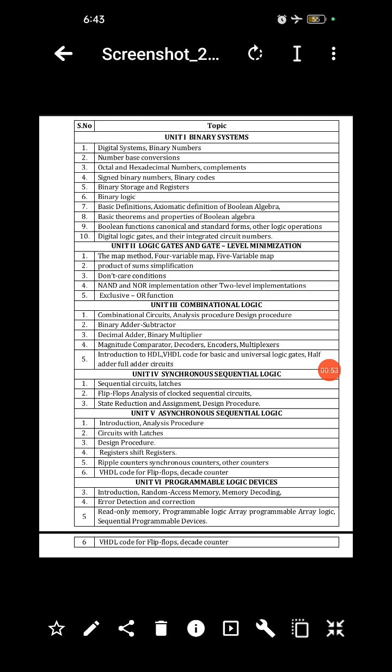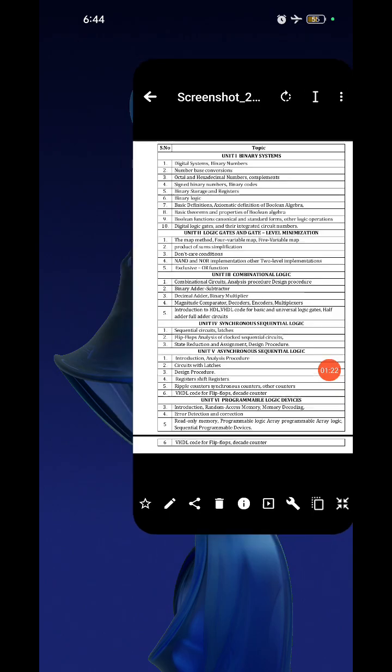Then binary codes, then binary storage registers, this may also be a one mark question. The next one is binary logic. So binary logic is on the basic logics used in that way. That is also maybe one more question. Then basic definitions and Boolean algebra. The definitions of Boolean algebra are very important, so you have to study all the definitions.